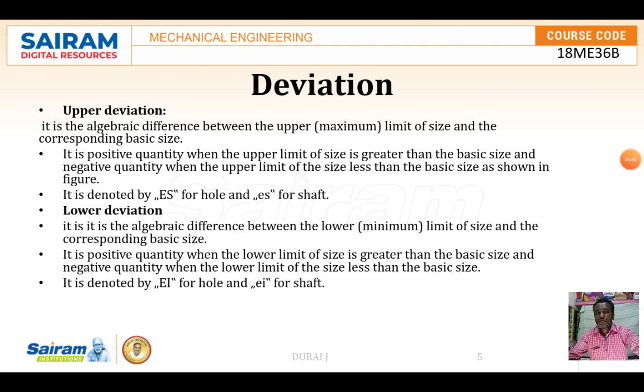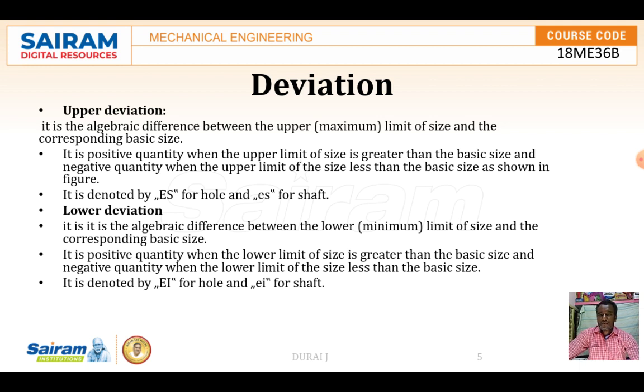Then comes the upper deviation. The algebraic distance between the upper limit of size to the corresponding basic size is called upper deviation. Already I told you, the basic size to the upper limit distance is called upper deviation, and the lower limit to the basic size is called lower deviation.